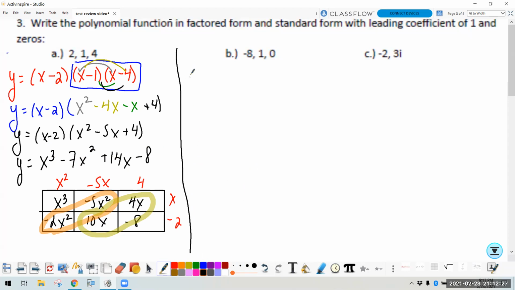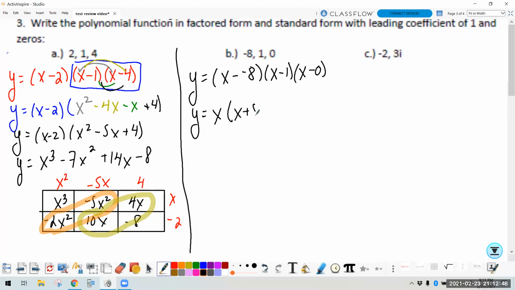All right, for B, equation y equals x minus the root, x minus the root, x minus the root. Now, that's kind of silly. You don't have to write all that out. X minus 0 is just x. Minus a negative is plus 8, and then x minus 1. So if you jump right to this factored form as your first step, that is totally fine.